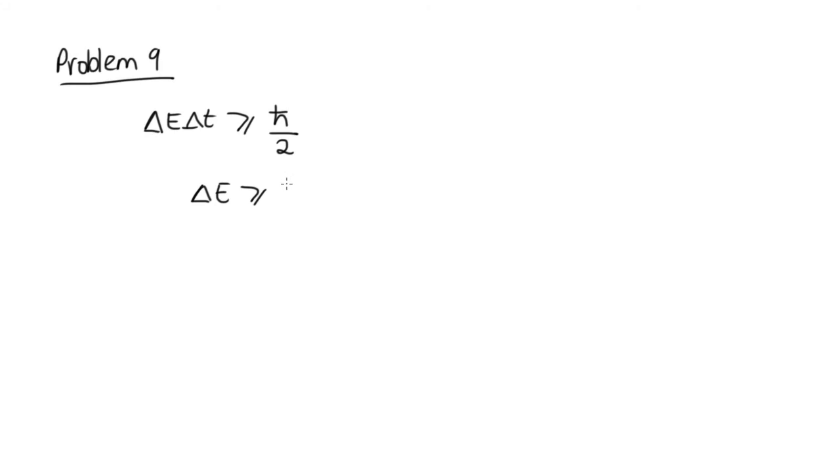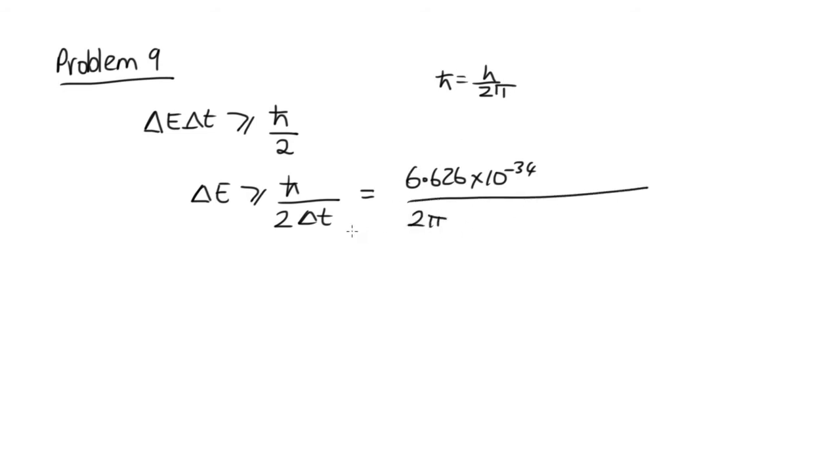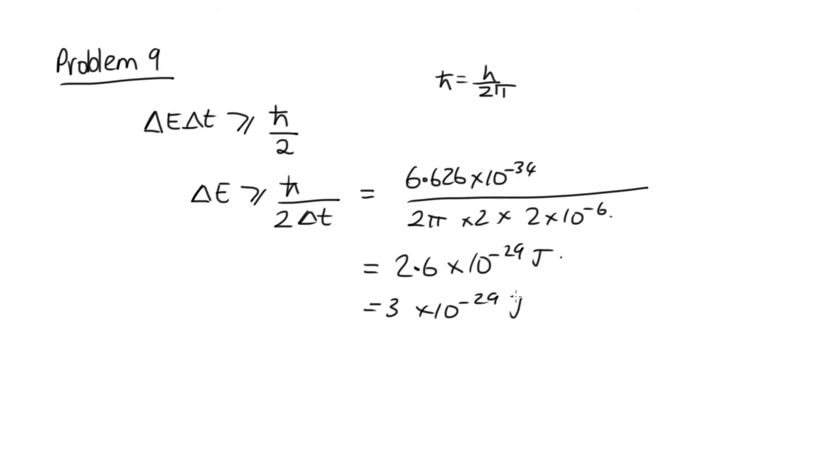And so we have the uncertainty in the energy has to be greater than or equal to h bar on 2 times delta t, where this is the lifetime. And so this is equal to 6.626 times 10 to the minus 34. That's h, and then h bar is equal to h over 2 pi. So then we divide by 2 pi, and then on the bottom we've got this factor of 2, and the lifetime we're told is 2 microseconds, so that's 2 times 10 to the minus 6. And so solving this on the calculator, we get 2.6 times 10 to the minus 29 joules. So that's equal to 3 times 10 to the minus 29 joules.